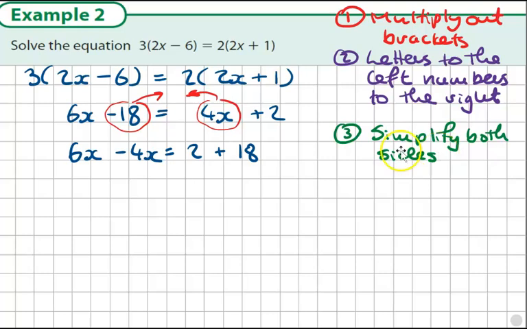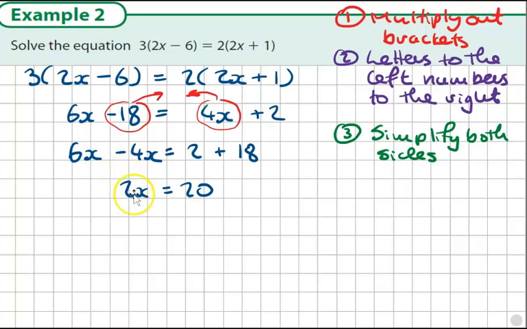Step 3, simplify both sides. So 6x minus 4x is 2x, and that's going to be equal to 20. So we have 2x is equal to 20. Remember, we are asked to solve, which means find x, get x on its own.